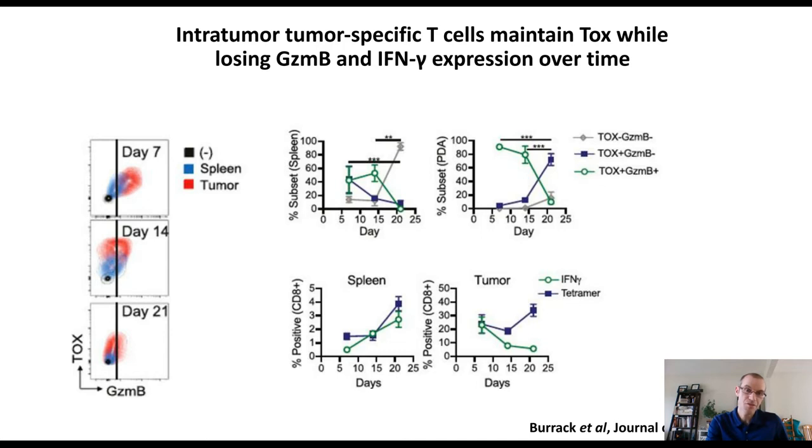Our T cells in the tumor continue to express antigen indicated by TOX, but they lose granzyme B expression, so they can no longer kill tumor cells. In addition, on the right, on the bottom graph, in the tumor, the proportion of tetramer-binding cells that are able to express interferon gamma also goes down.